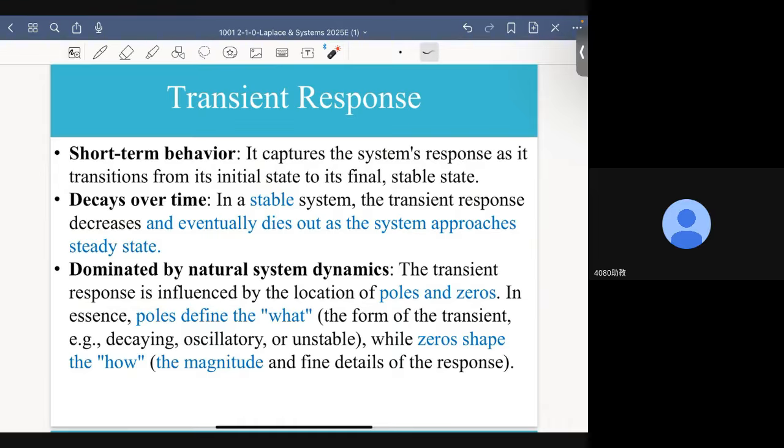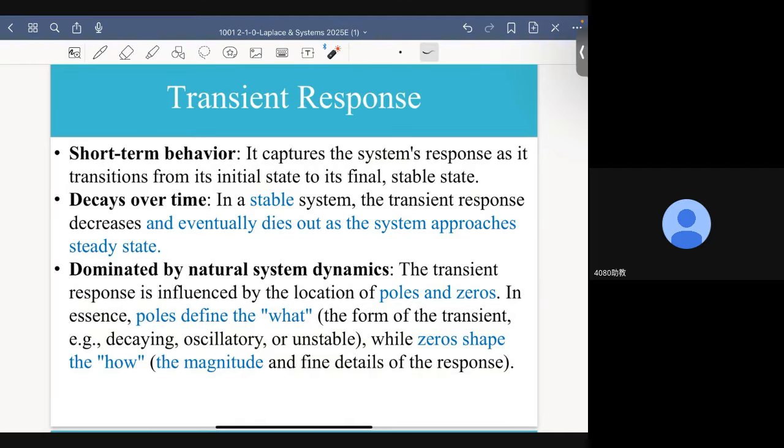Okay. Now, in essence, poles define the what of the transient response, which means the form of the transient response. For example, the form of the transient response can be decaying, can be oscillatory, or can be unstable. When we say unstable, I mean it will diverge as time goes to infinity. Okay, it will blow up. It will go without any bound. While zeros shape the how, that is the magnitude, as well as the fine details of the response.